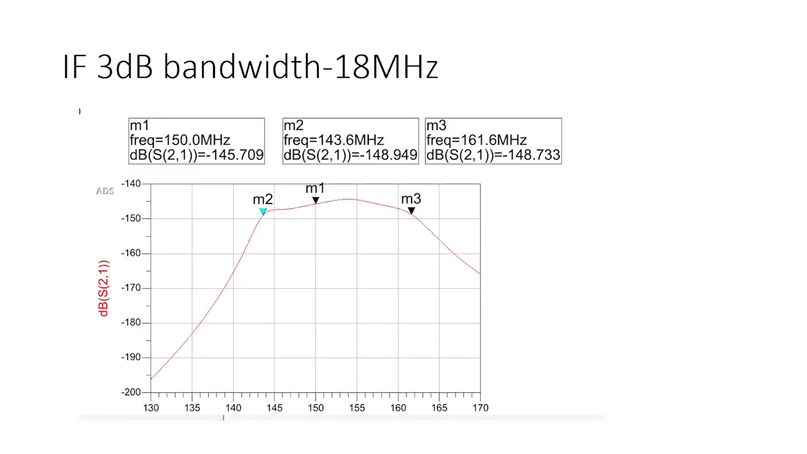And here's the IF bandwidth. We run the S parameter simulation, and we can get the 3 dB bandwidth from 143 MHz to 160 MHz, which is around 18 MHz.